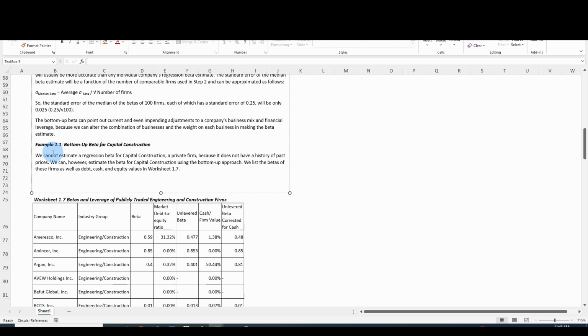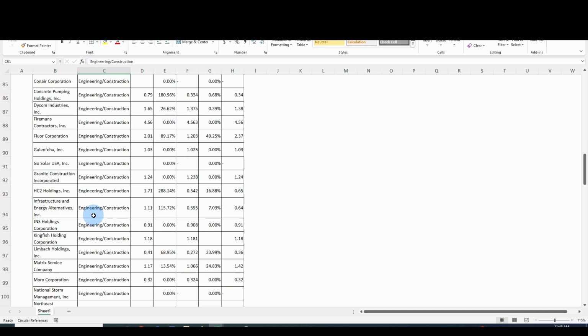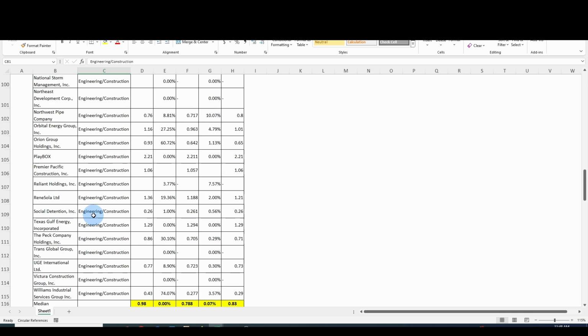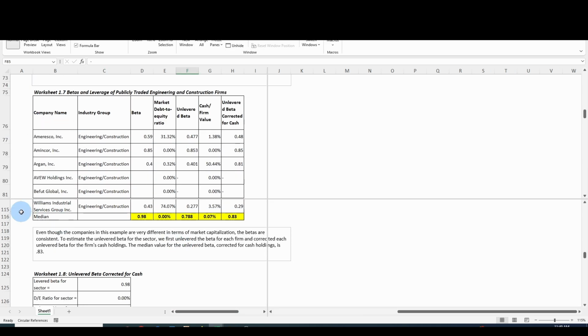We list the betas of the firms as well as debt, cash, and equity. Here, I just showed you this information. We have company, industry beta, market debt to capital, unlevered beta, cash, unlevered beta for cash. I think there's 35 companies here, maybe 38. What we're going to do is look here. We have a list, whatever, 116 minus 77 is what, 48? So maybe there's 48 companies here.